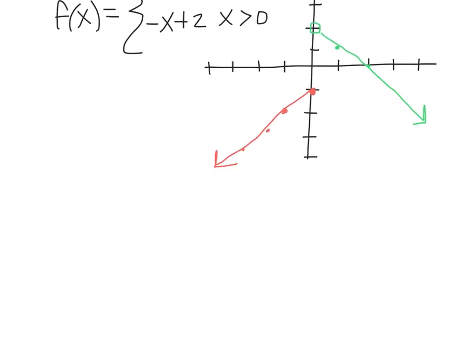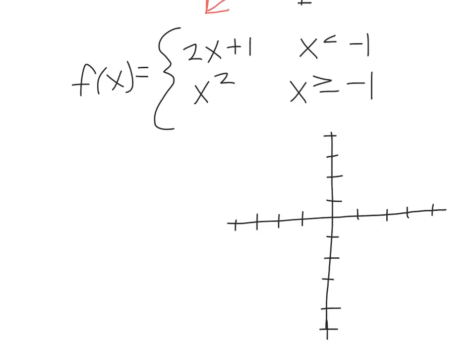All right, let's look at another example. Here our function is equal to 2x plus 1 if x is less than negative 1. It is equal to x squared if x is greater than or equal to negative 1. If we want, we can write that out as two separate equations. The first one, 2x plus 1, is a linear equation, and that's on the interval from negative infinity up to but not including negative 1.